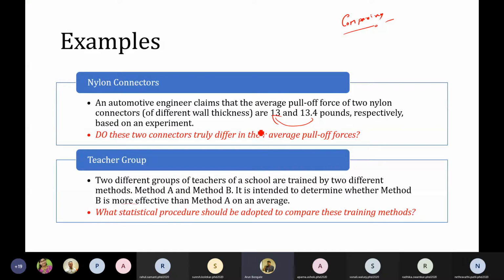So in the first case, we are comparing the average pull-off force for two different types of connectors, and in the second, we are comparing the effectiveness of two different groups of teachers who have been trained by method A and method B respectively. We need to find out whether a method is effective or not. But ultimately, the parameter of interest here is the comparison of two different varieties, two different methods, two different parts, something like that.